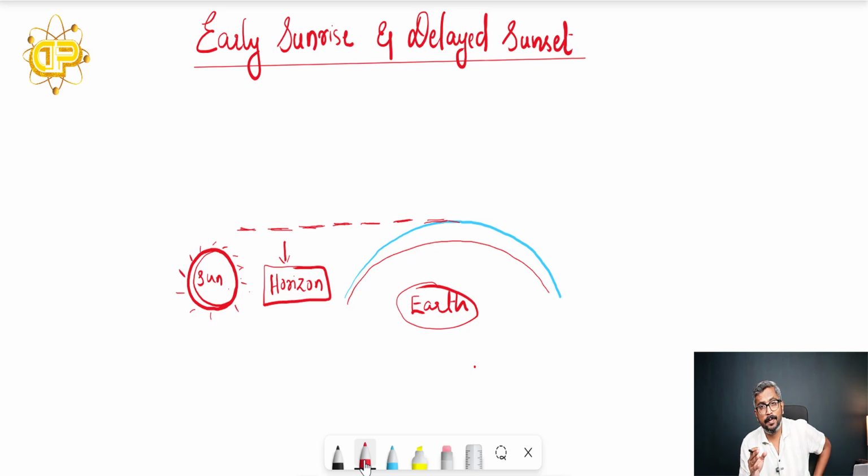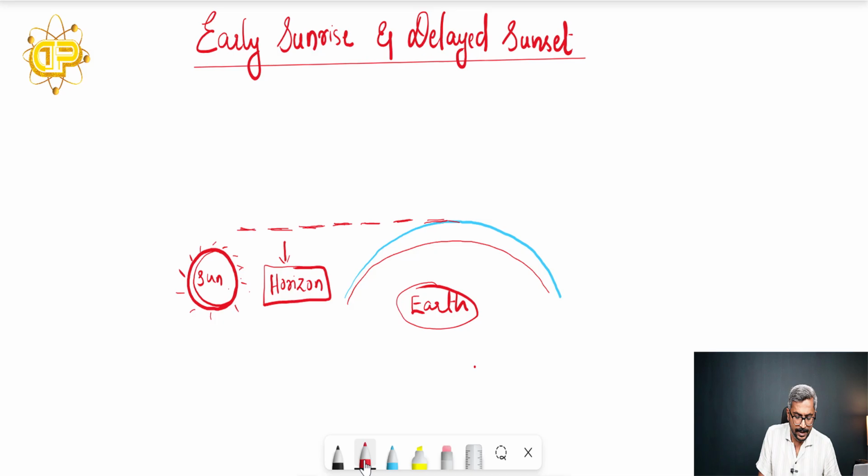Those who had visited Vivekananda Rock might have seen clearly that the sun is coming out of the sea and going inside the sea. Don't think that the sun is dipping into and coming out of the sea. That is an illusion. Now why is this happening, and what actually happens here?